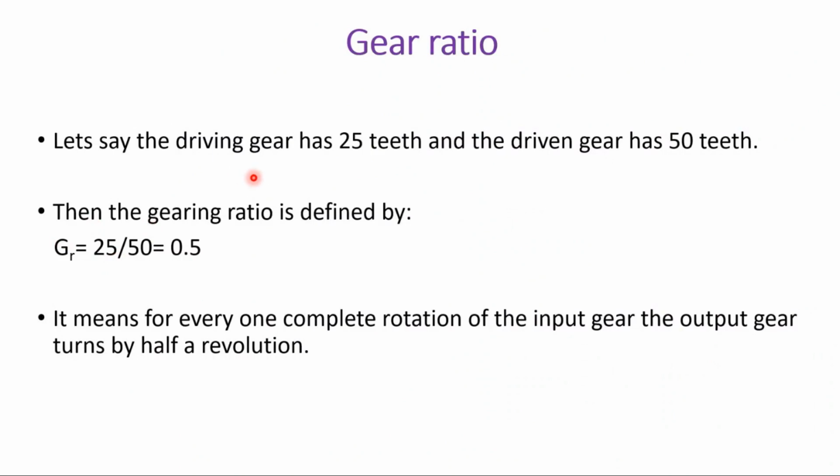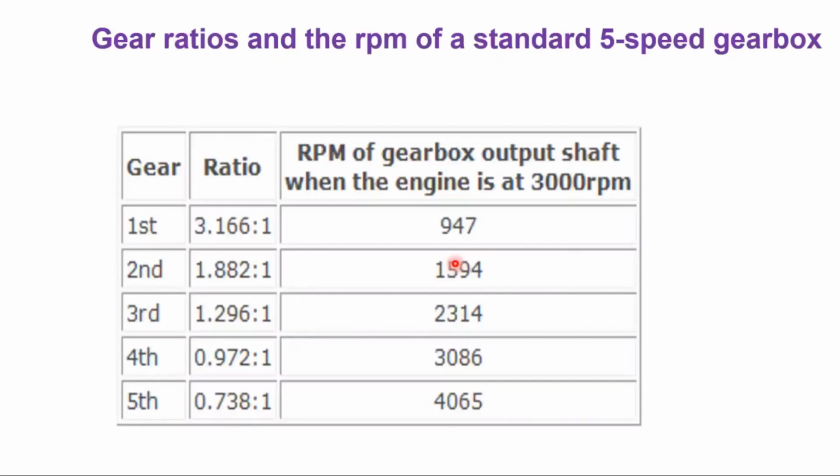The ratio between the number of teeth on the driving gear to that of the driven gear. Similarly, for each and every gear shift, you have the number of gears, and you need to calculate the gear ratio. When the vehicle is running in the first gear, the gear ratio is going to be, say for example, at a speed of 947 rpm, and the maximum speed of the engine is 3000 rpm.